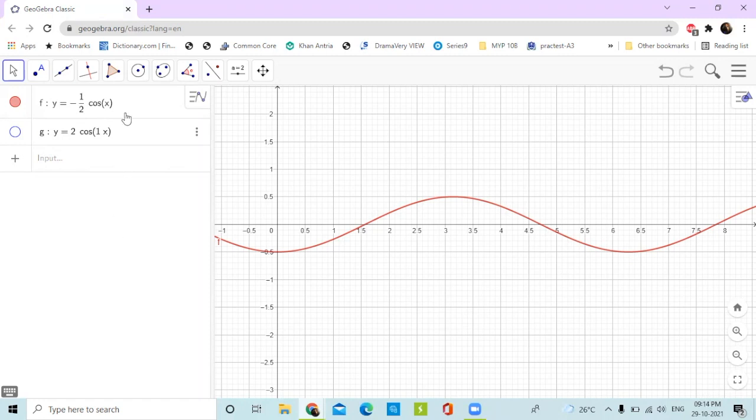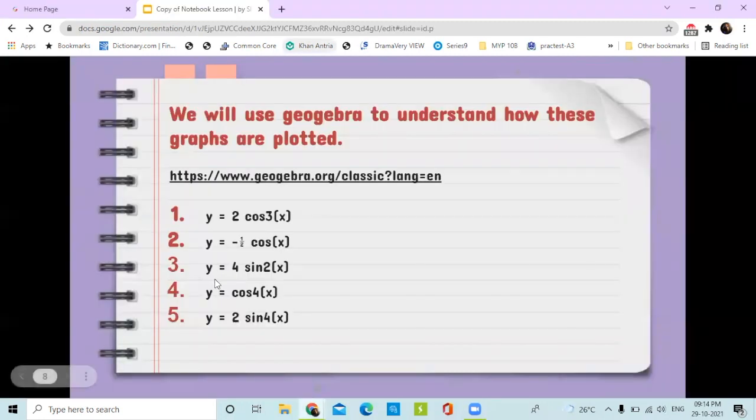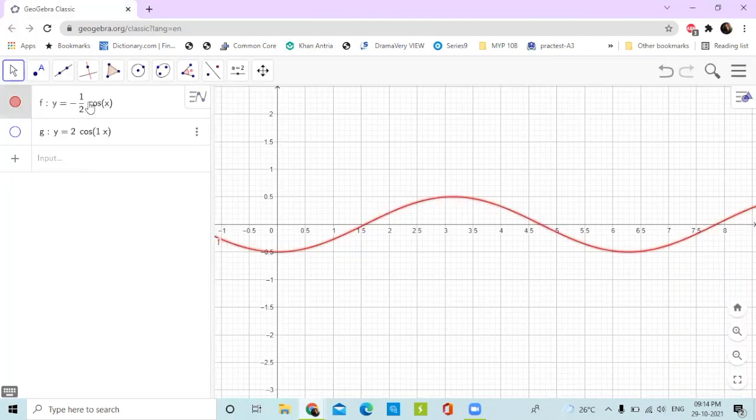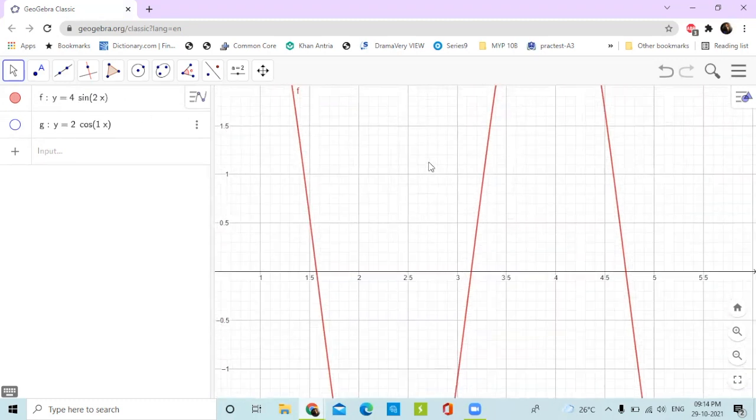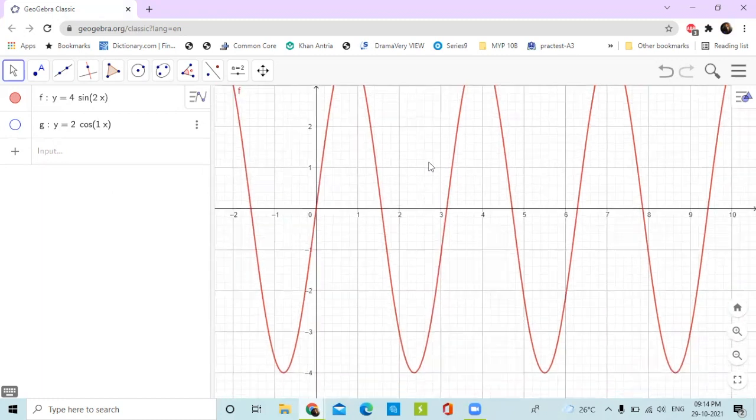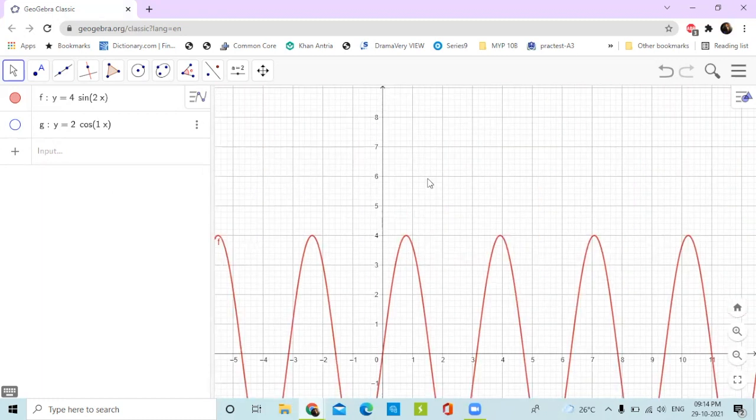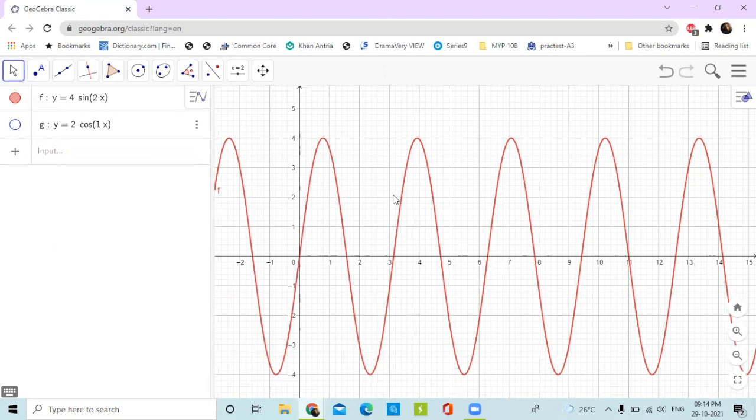The third function is y equals 4 sine 2x. Here the amplitude is 4. It would start out at 0, and the sine wave would go up to positive 4, then down to negative 4, and repeat this pattern, becoming a wave. So that's the amplitude.